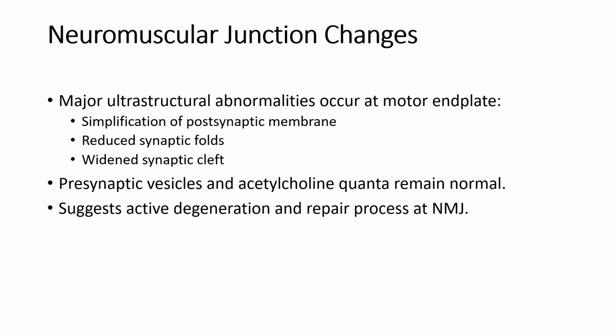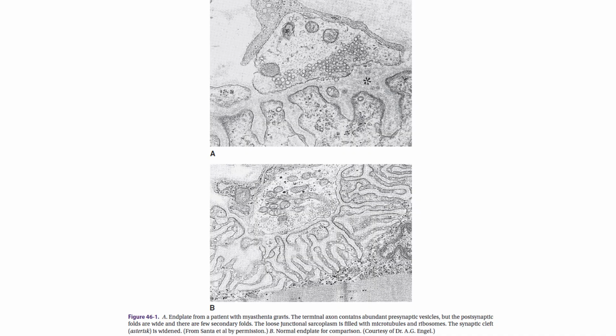Neuromuscular junction changes. Major ultrastructural abnormalities occur at the motor end plate, that is, simplification of the postsynaptic membrane, reduced synaptic folds, and widened synaptic cleft. Presynaptic vesicles and acetylcholine quanta remain normal, suggesting an active degeneration and repair process at the neuromuscular junction.